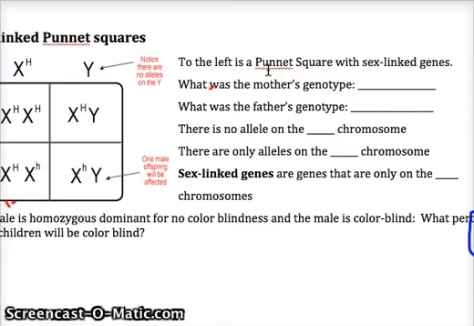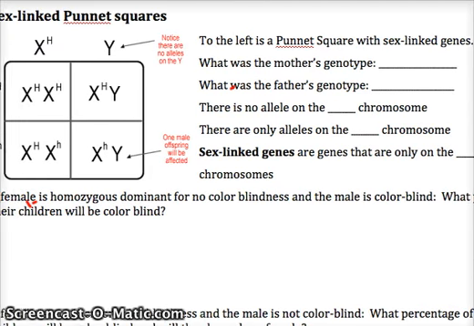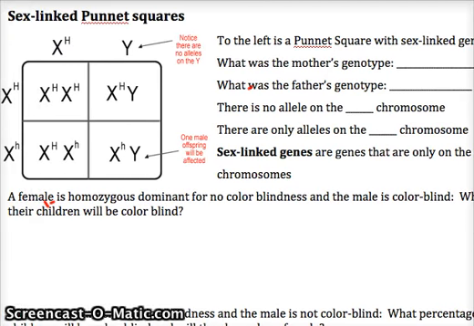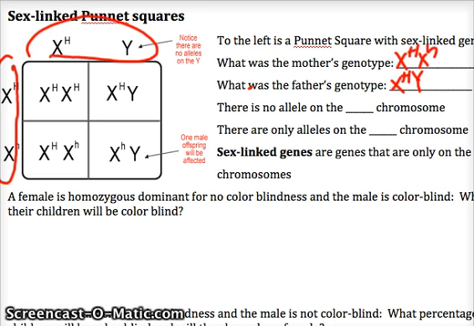Alright, so now let's go down to our sex-linked Punnett squares. So this one's filled out for you. We did a little bit of this on the Flintstones already. So what's the mother's genotype? Well, remember the mother is right here, so she's a carrier, X big H, X little h, and the father is X big H, Y. There is no allele on the Y chromosome, so you leave that empty, and there are only alleles on the X chromosome. So sex-linked genes are genes that are only found on the X chromosome.